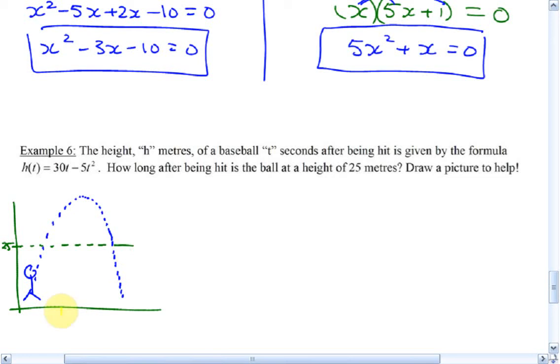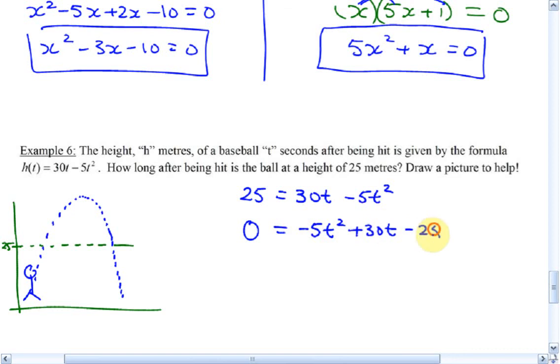Now let's take a look. What's the height then? The height is 25. So I hope you wrote down 30t minus 5t squared. Then, because this is the factoring section, you're going to move the 25 to the side, and I'm just going to rearrange this. Negative 5t squared plus 30t minus 25.